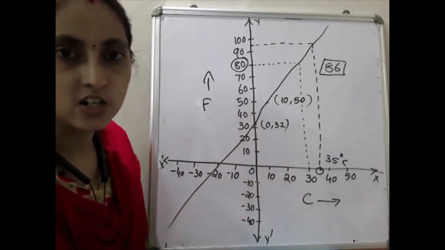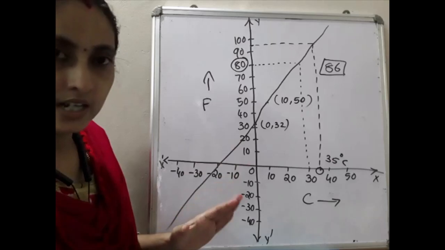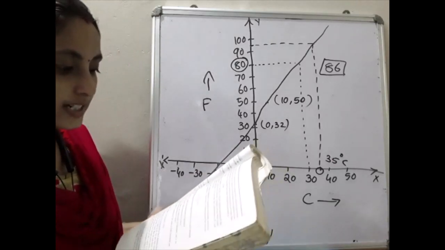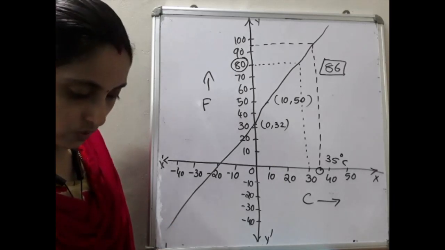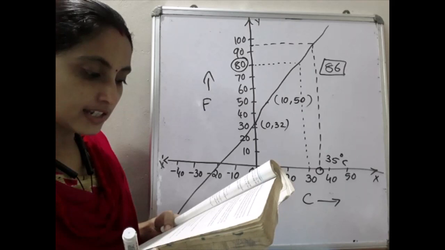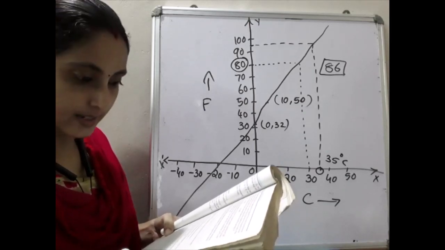You have to mark this on your graph, then write down the answer on the right side of the graph book. Okay. Hope these 3 questions are clear. Next, we'll move to the next one. If the temperature is 0 degrees Celsius, what is the temperature in Fahrenheit? And if the temperature is 0 degrees Fahrenheit, what is the temperature in Celsius?